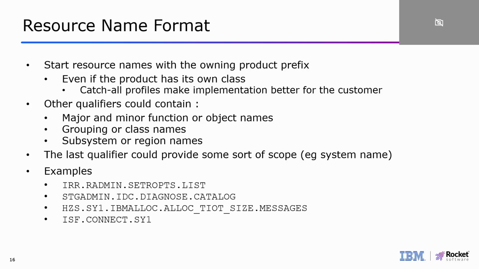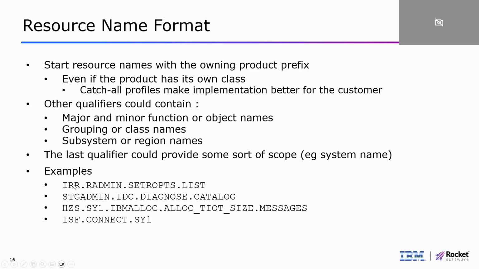After that, high-level qualifier. Other qualifiers you might want to consider is maybe a function name or a major name or an object name, and maybe some grouping criteria, maybe some subsystem or region names and scoping. And those are all the things you need to think about inside that resource name. And then you're going to build it up like a dataset name with qualifiers and dots. And we list some examples here at the bottom.